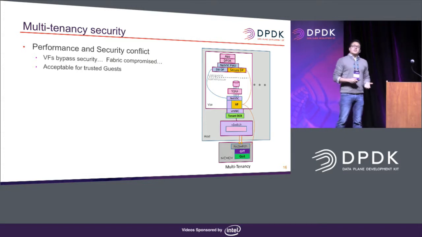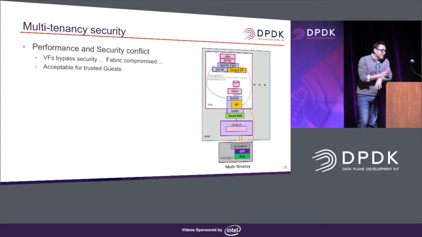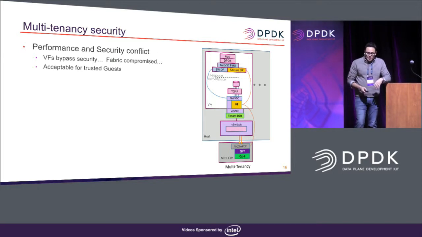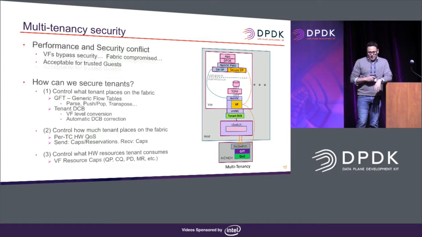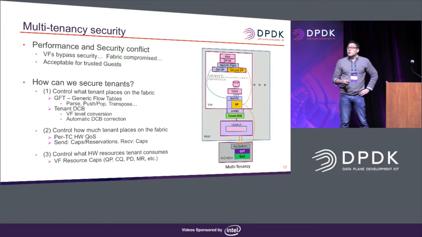Now, if I give a virtual function to a virtual machine, then I'm getting great performance. But in a way, I'm bypassing security, right? I don't have a synthetic mechanism or host-mediated I/O to actually sanitize that traffic, because the virtual function, by definition, is bypassing the host. It's talking directly to the NIC. So how do we secure that? Well, for one, we have to control what gets placed on the fabric.